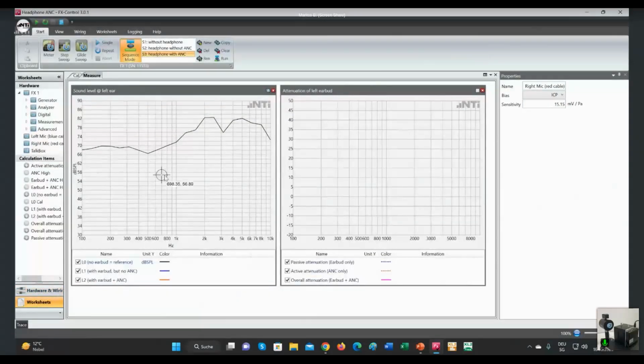Okay, what do we see here? On the left-hand side, we see the sound pressure level from the left earbud. We are only analyzing one earbud, the left one in this case. So here you will see the sound pressure level as you would hear it if the earbud would be in your ear. So that is a signal coming from the left microphone. And on the right-hand side, we see the attenuation. But let us start with the test. The system tells me to switch off the ANC, which I just did.